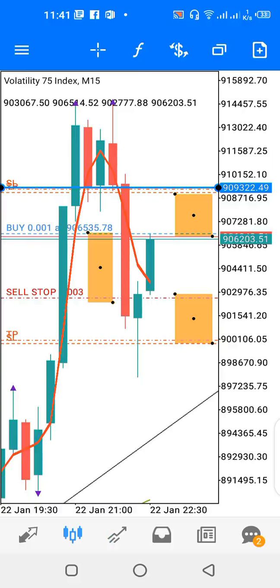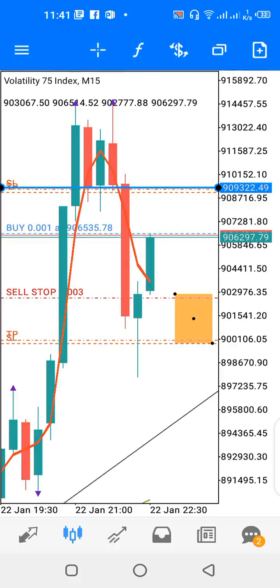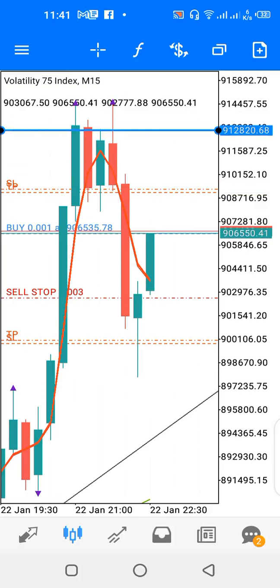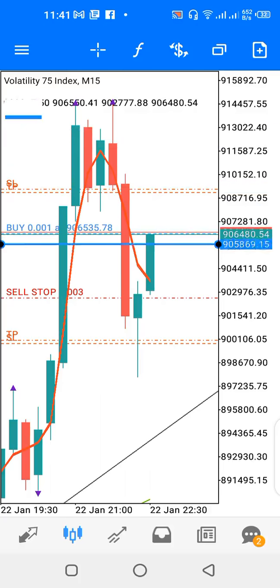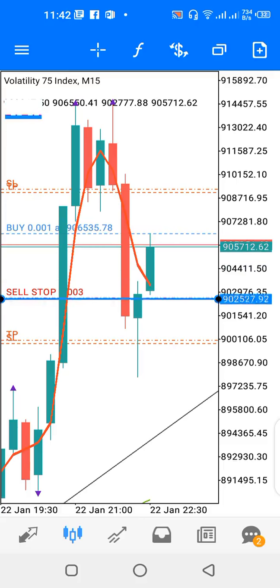Okay, so that's that. If I'm going to delete this, and delete this, let me remove this. So I have my original buy trade. I'm still buying, price is going up. But in case it retraces and refuses to go up further and starts to come down, it's going to trigger my sell stop, which is my pending order.